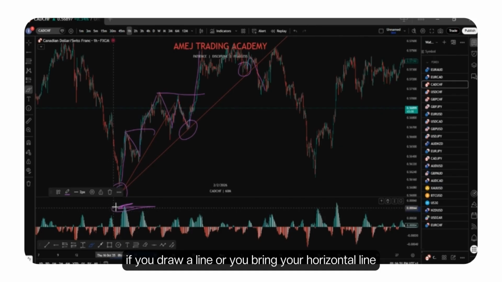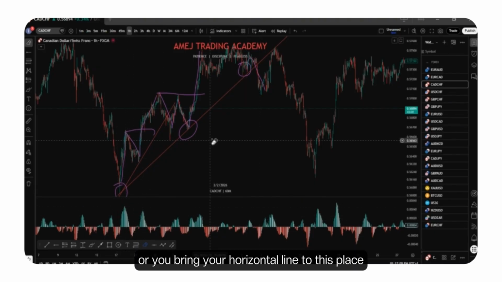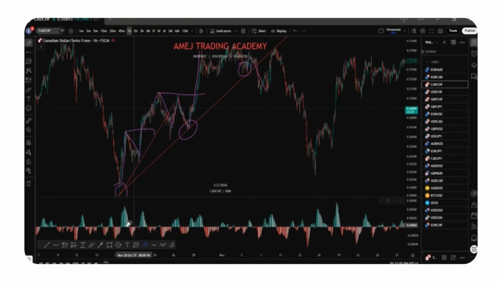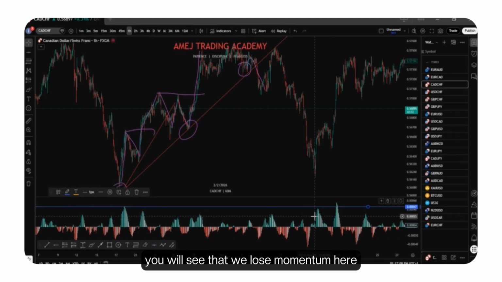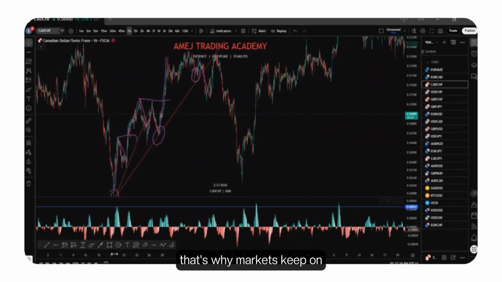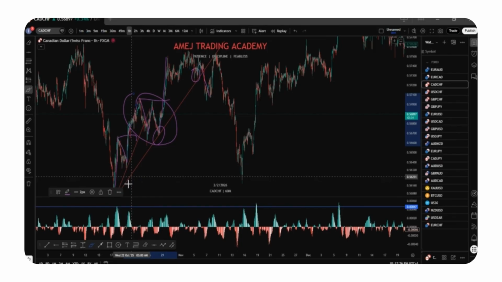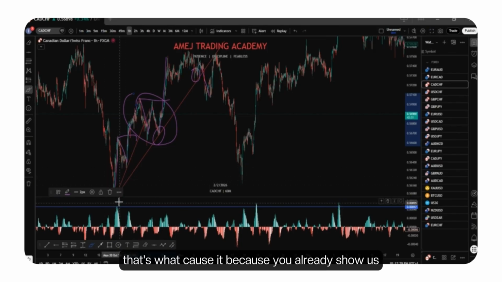If you draw a line, or you bring your horizontal line to this place and put it like this, you will see that we lose momentum here. That's why the market keeps consolidating, which we see here. That's what causes it, because it already shows.